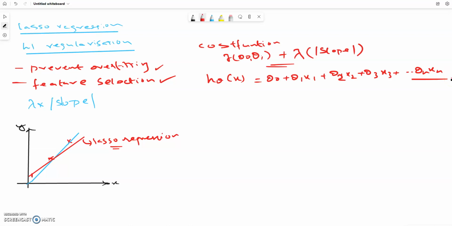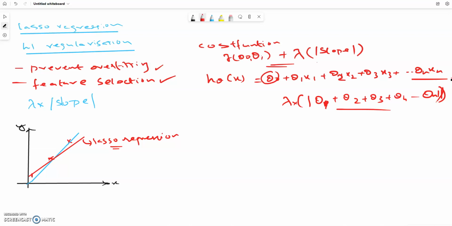Now what actually it will do here in this equation is take something like lambda into modulus of theta naught, theta 1 plus theta 2 plus theta 3 plus theta 4 and so on till theta n. In this case the square is not happening, like in our ridge regression. It is just the modulus of the coefficients here.